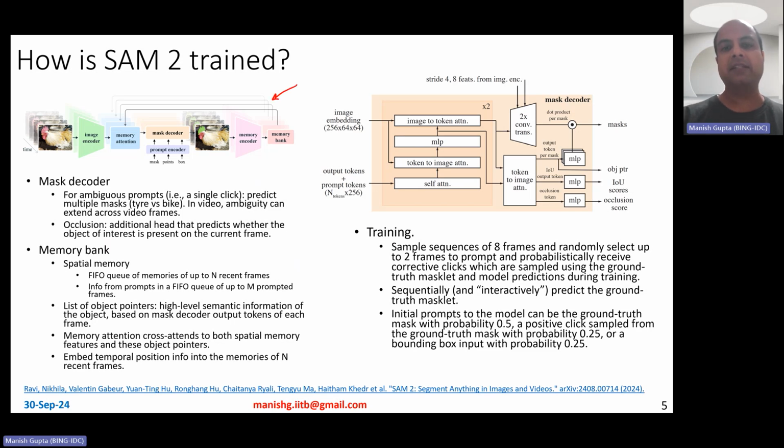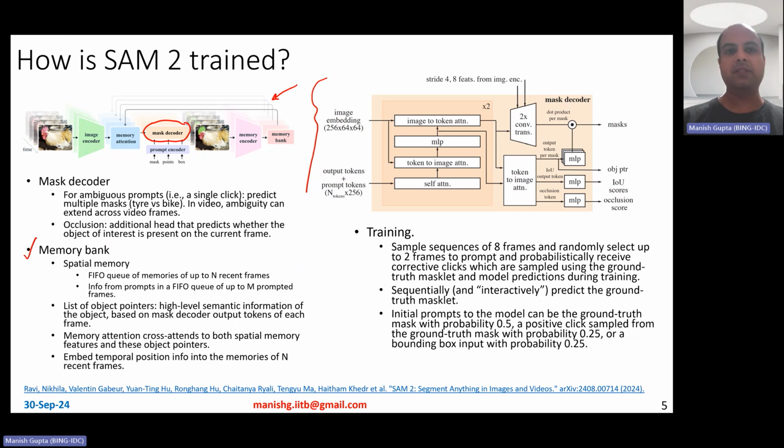Okay. Now, this part is basically the same figure as from the previous slide. Of course, the right side figure that you see here essentially enlarges on this mask decoder. The details are on the right side, and we'll talk about those details on the slide. Okay. But a little bit about the memory bank.